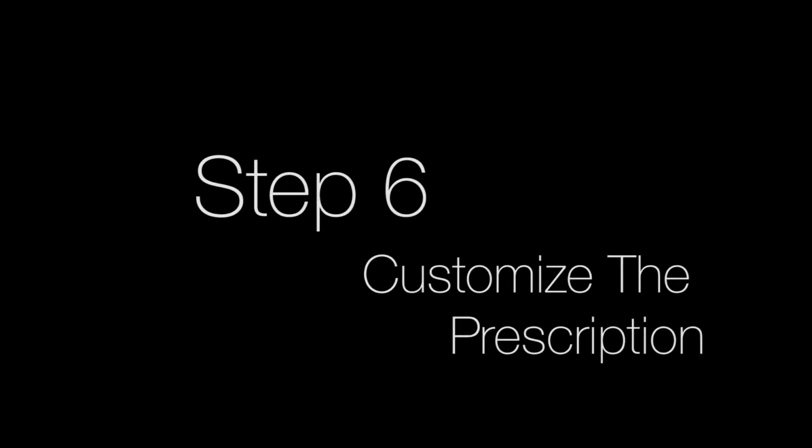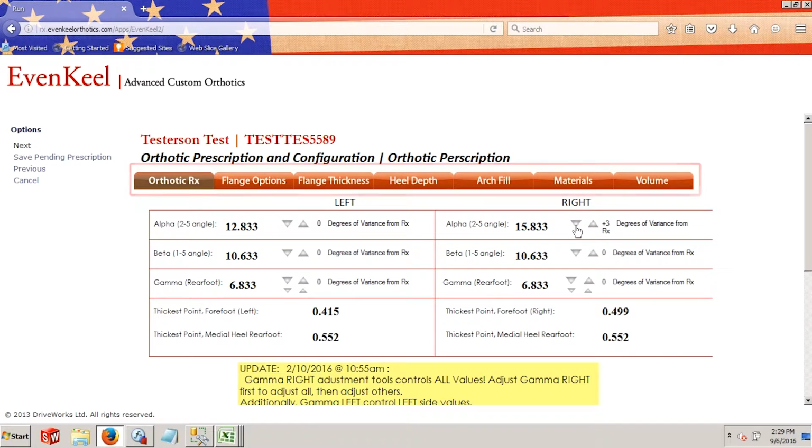Step 6. Customize the prescription. In this step, there are a number of sub-steps represented by the maroon tabs going across the top of the screen. Not all of these customizations are necessary to completely grasp right away, and some of them you may never use at all. But we will go through everything here and feel free to use this as a reference in the future.